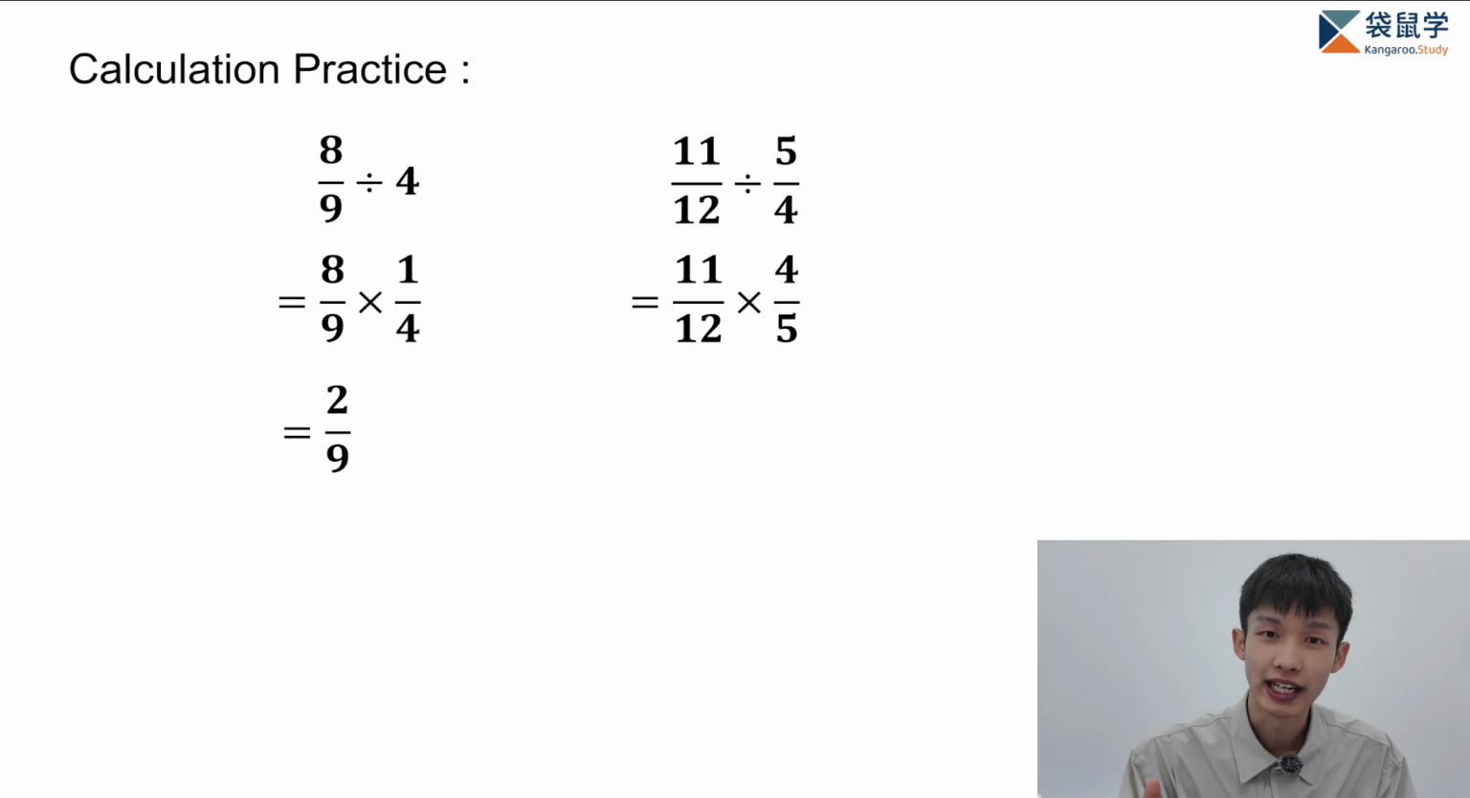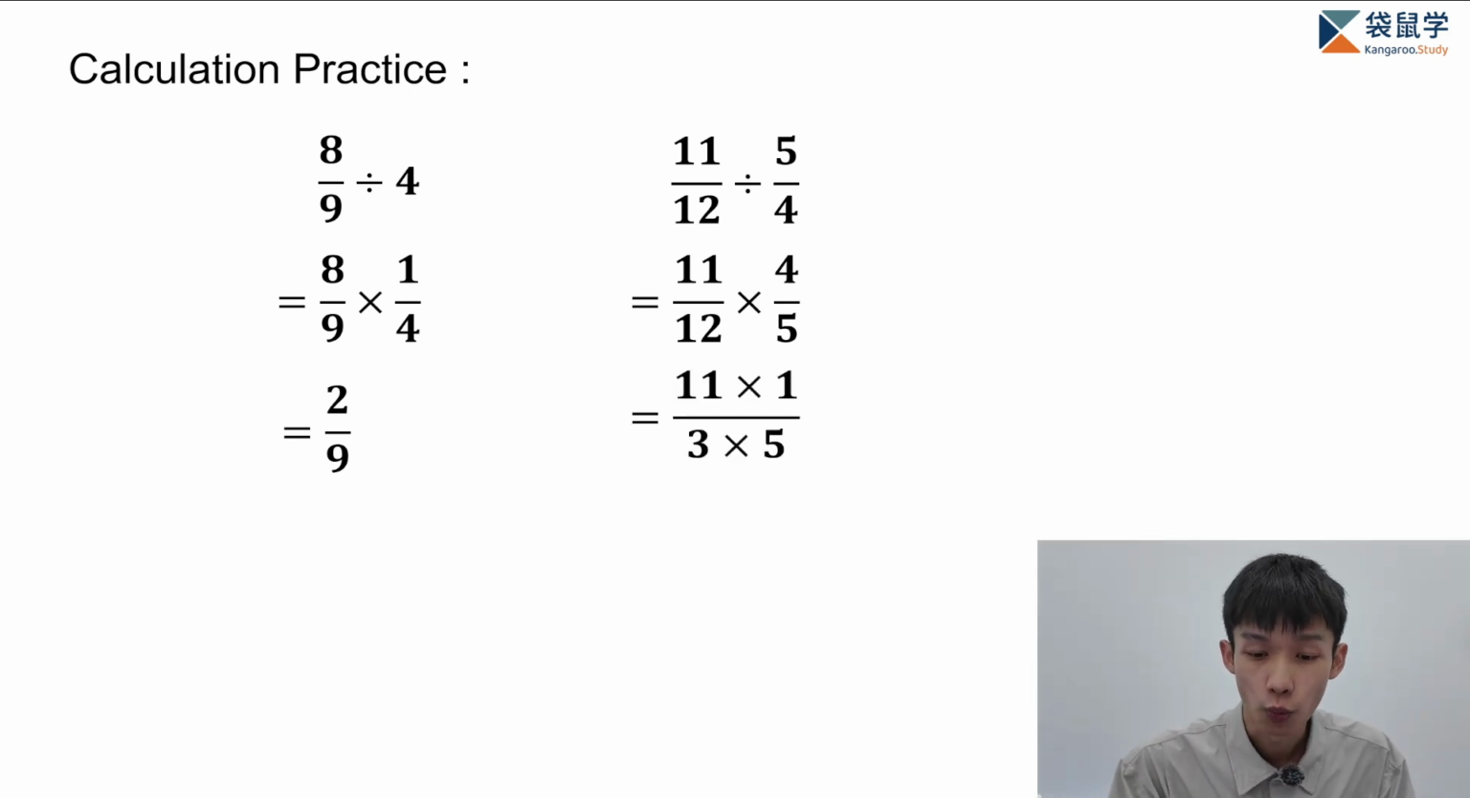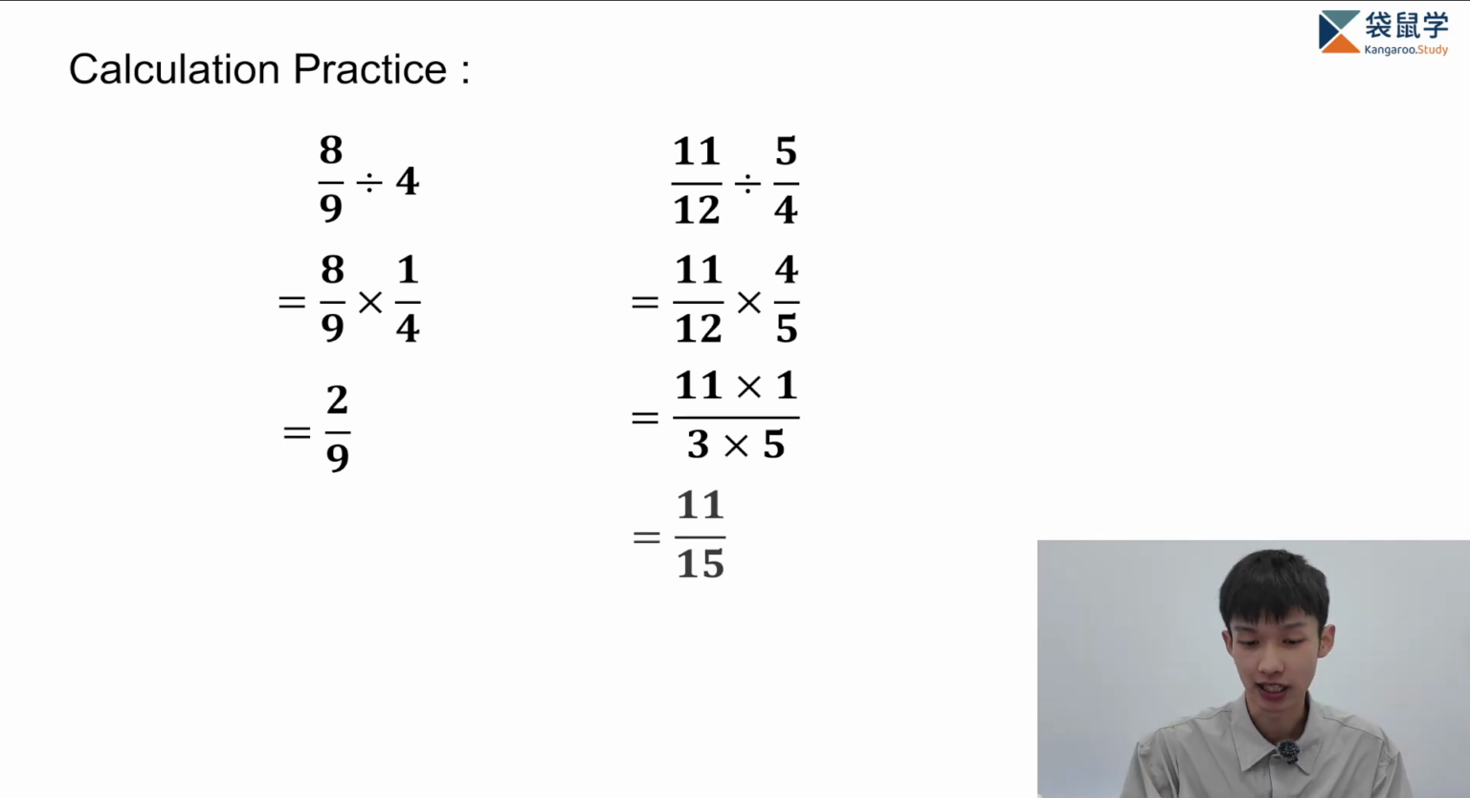And then what should be the next step? Very good. Not multiplication, but instead we should do simplification first. So 12 and 4 can be simplified with 1 and 3. So in this case, we have 11 times 1 and 3 times 5, 11 over 15. That's how we solve the problem.